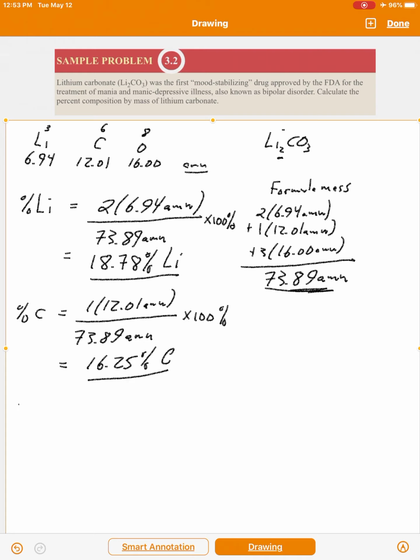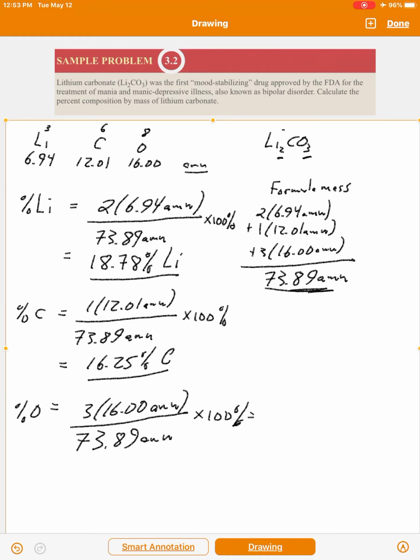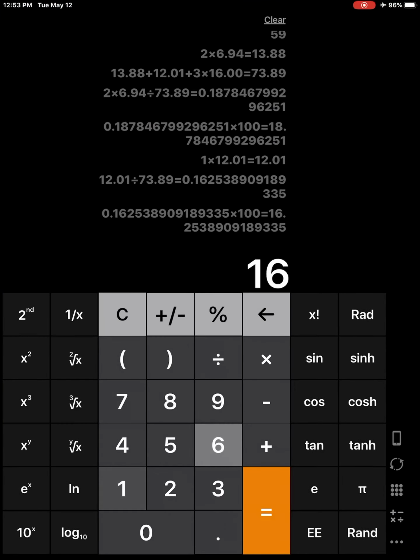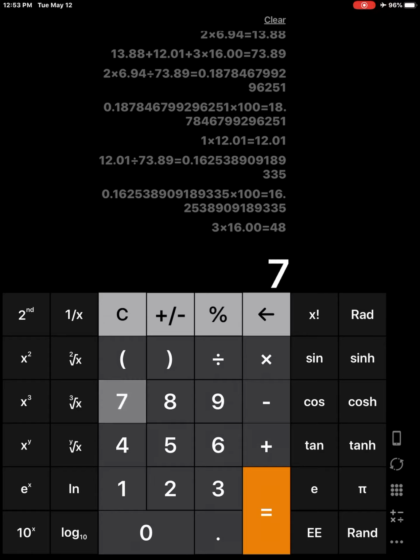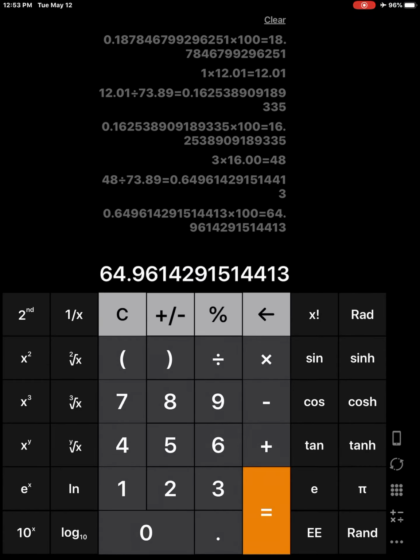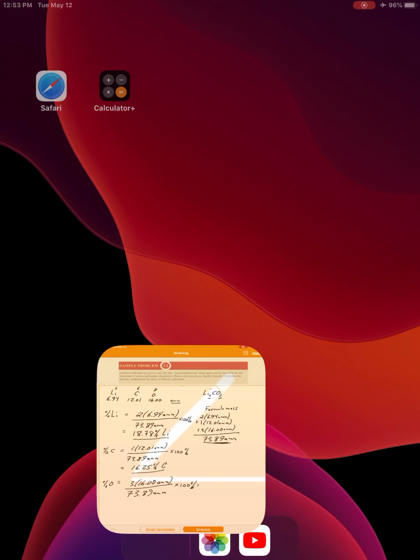Okay, so there's our second one, and now we're going to do the percent oxygen. There's 3 oxygens in the chemical formula, so 3 times 16. Again, divided by the formula mass. Times 100%. Okay, so 3 times 16.00. Divide that by the molar mass. Sorry, I keep calling it the molar mass, the formula mass. Times 100. 64.96.